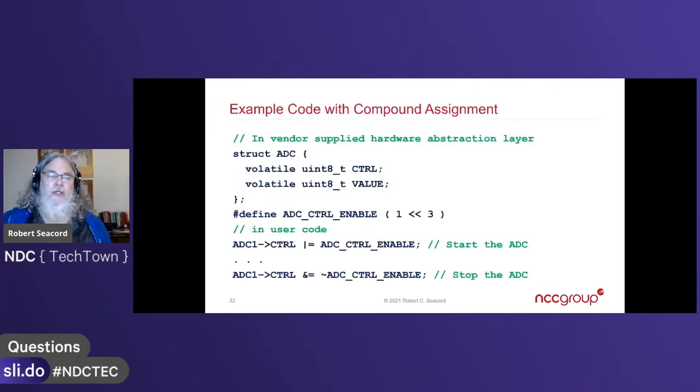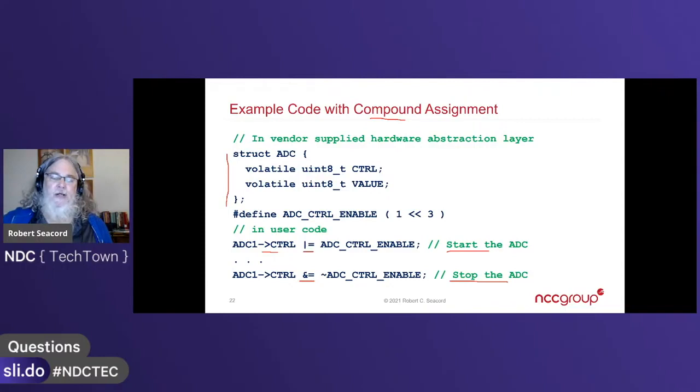So another issue is with compound assignment. Here we've got a structure describing a device, a controller, and we want to either start the device or stop the device. The way we start the device is that we OR this address with this value and then assign it back to the address. And to stop it, we AND the complement with this value and store it back in the value.